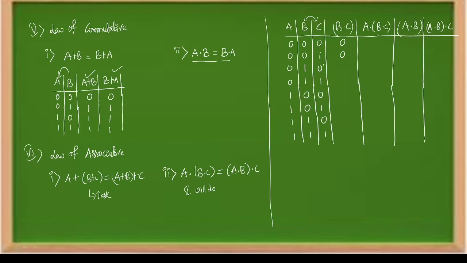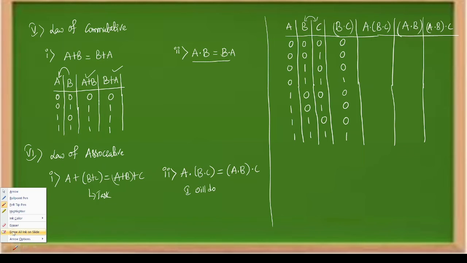Next, for this entry, C is logic low, so the output is 0. And for the fourth entry, both are high, so I can keep it high. For the next two entries, B is low, so B and C is also low. Next, for this entry, C is low, so B and C is low. When both are high, only then will you get a 1 as output.